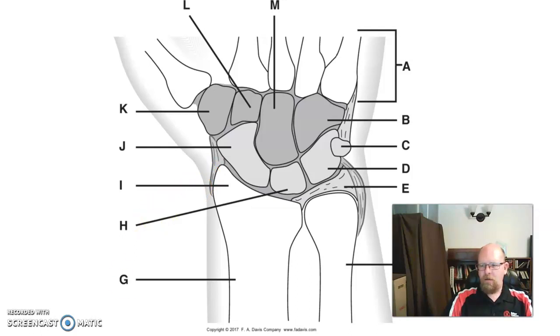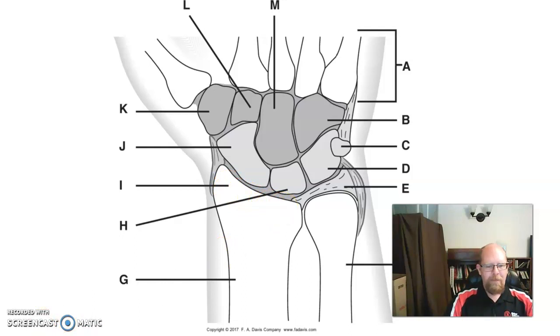Going beyond the joint capsule itself, we also have to talk about the articular disc, which is represented by E. And the articular disc fills the gap right here at the ulna. Right, because remember, the wrist joint does not truly include the ulna. It is the radius that makes up the proximal bone of the wrist joint.